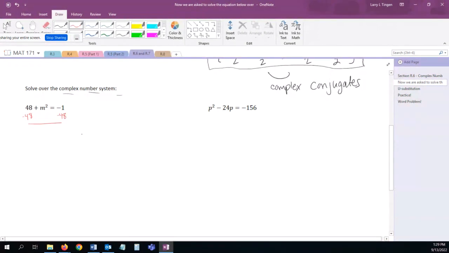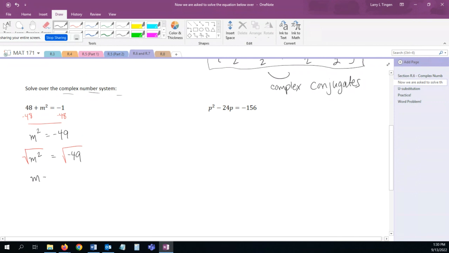Typically, we get everything on one side, but what's missing here is the middle term. I see an m squared, but I don't see a term that just has m in it. And whenever that happens, that means I might get to use the square root principle. The square root principle says if I have some variable squared equal to a number, and I want to solve for that variable, I'm going to take the square root of both sides. Before I wouldn't be allowed to do this, but now I am.